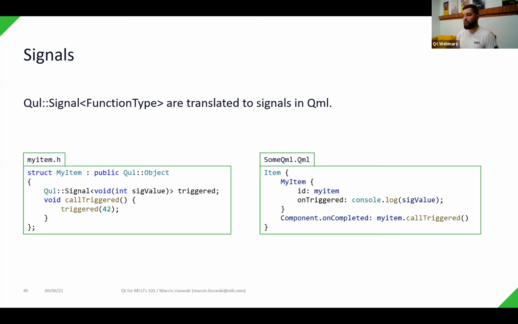And then this signal will be available in other QML files that are using that exposed interface. And still, it will be possible to handle signals by creating an onSignal handler, and it will still be possible to call that signal from C++ and from QML as well.